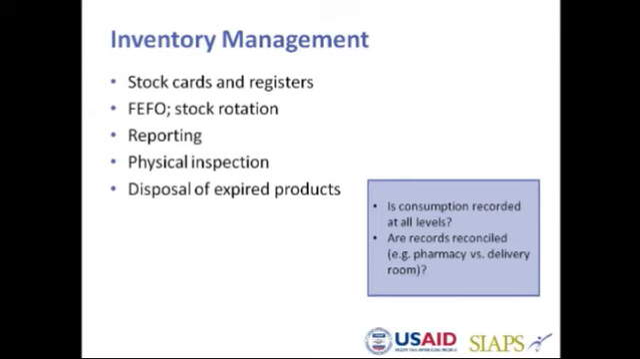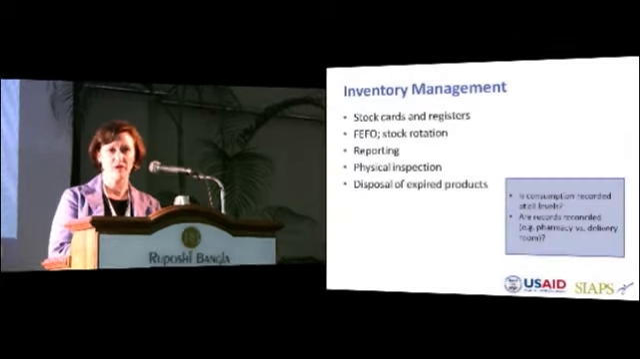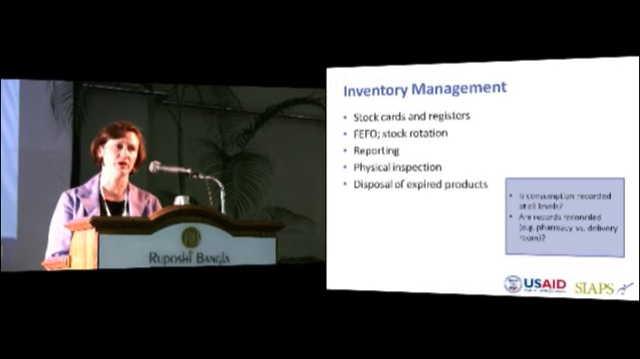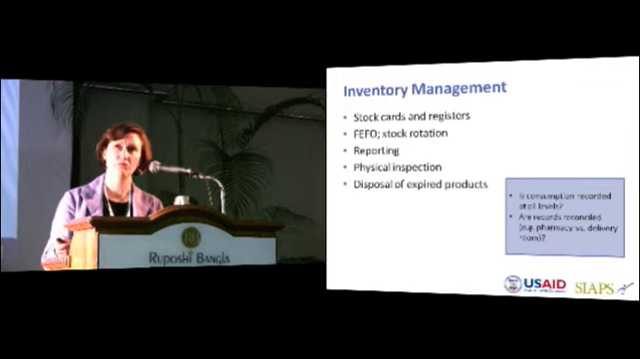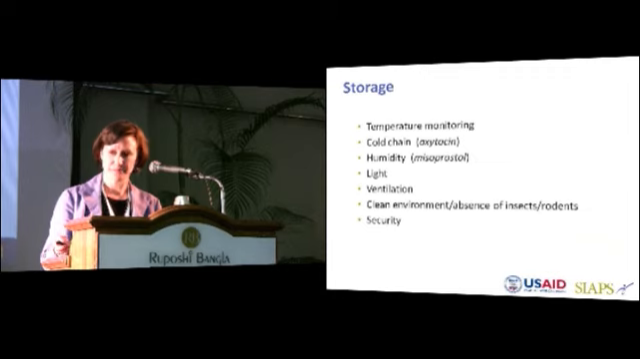So again, thinking about lower levels of the system, how are we going to get that information back up through the system? And are records reconciled? For example, the issue with oxytocin. As medicines are potentially removed in a hospital from the pharmacy to the delivery room, how are we getting information back on what's being used in the delivery room so that, again, we can quantify the needs better and therefore ensure eventually that we're not procuring too much or too little of the product?